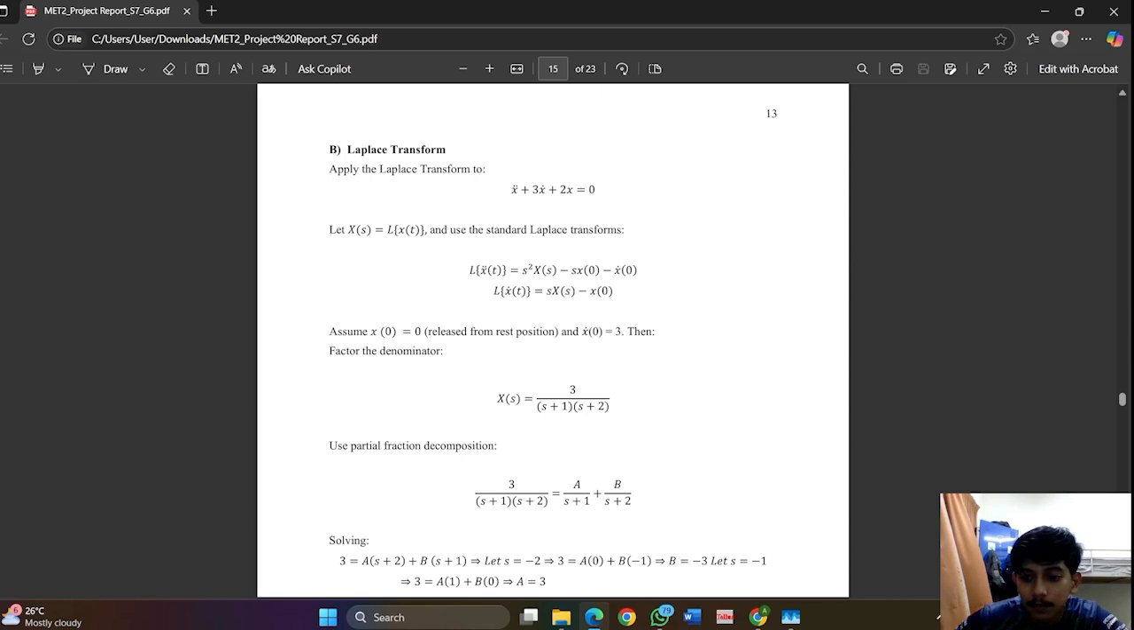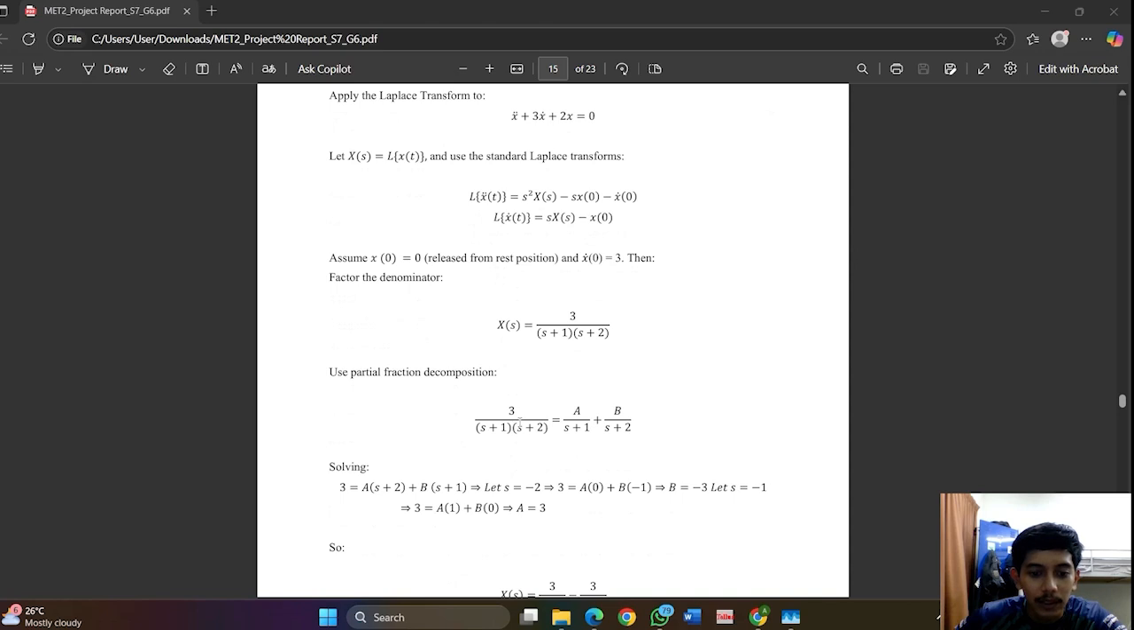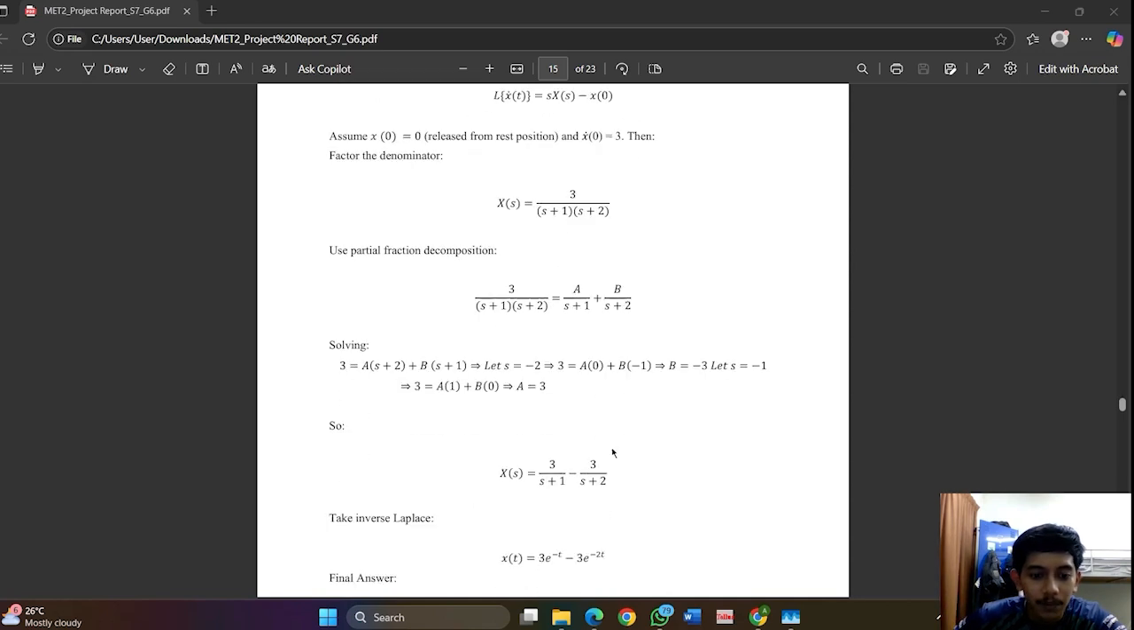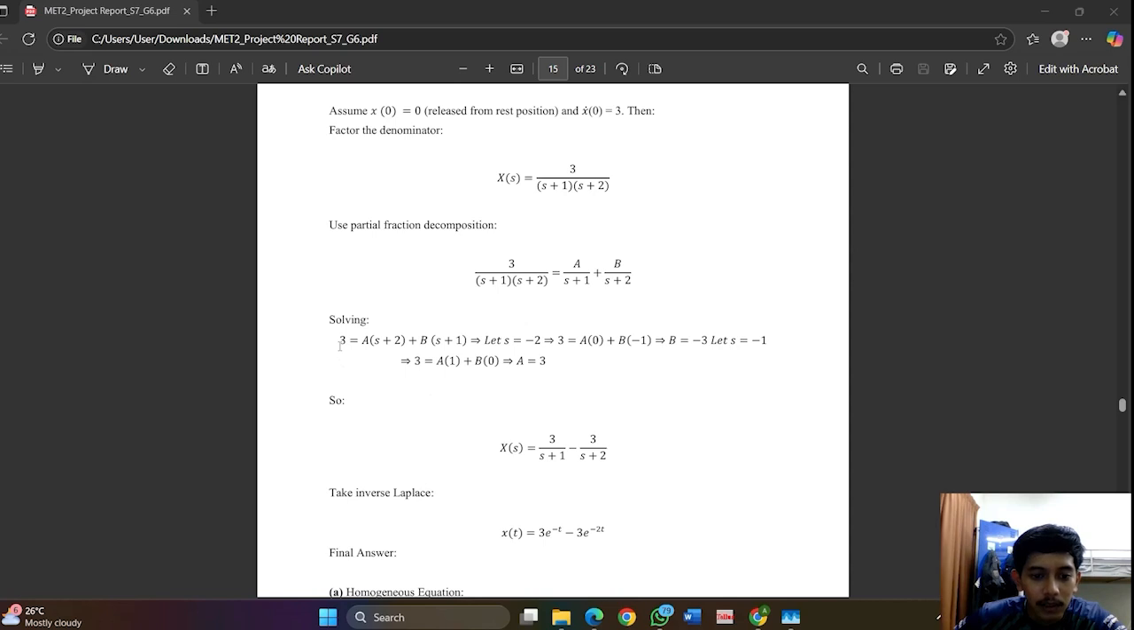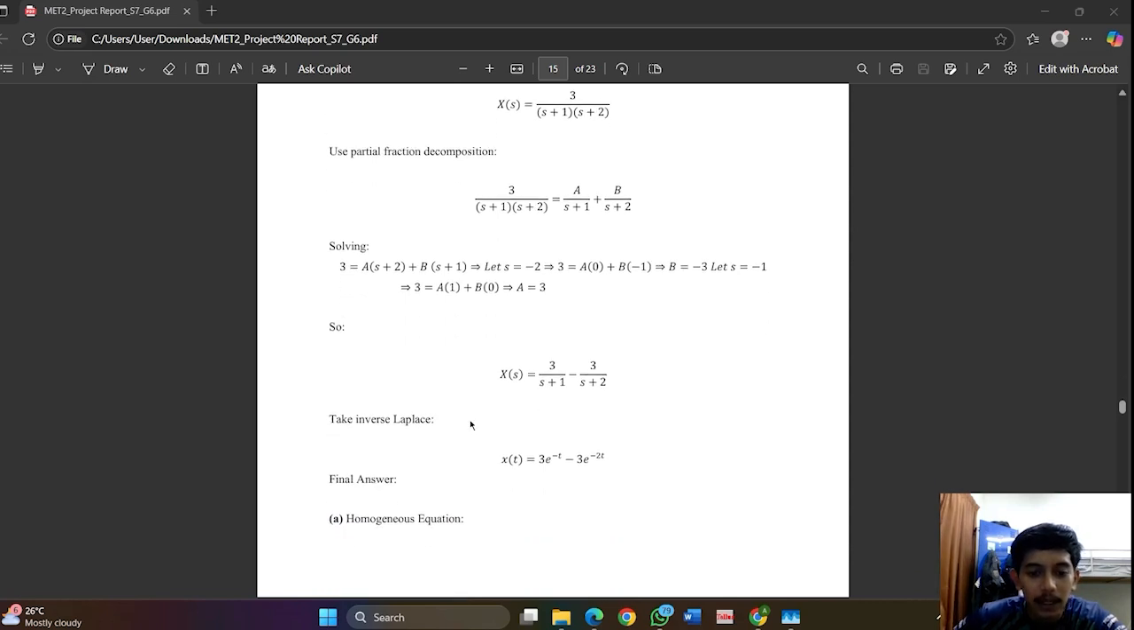Then factor the denominator. So for the factored denominator, X(s) equal to 3 over (s plus 1)(s plus 2). So use partial fraction decomposition. As we can see over here, we get 3 over (s plus 1)(s plus 2) equal to A over s plus 1 plus B over s plus 2. So this is the solution for the solving. After that, we get X(s) equal to 3 over s plus 1 minus 3 over s plus 2. Take the inverse Laplace, so we get x(t) equal to 3e to the minus t minus 3e to the minus 2t.